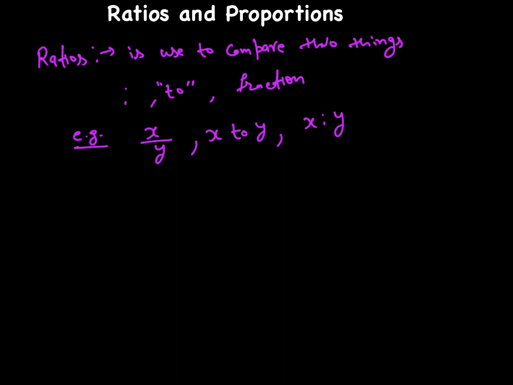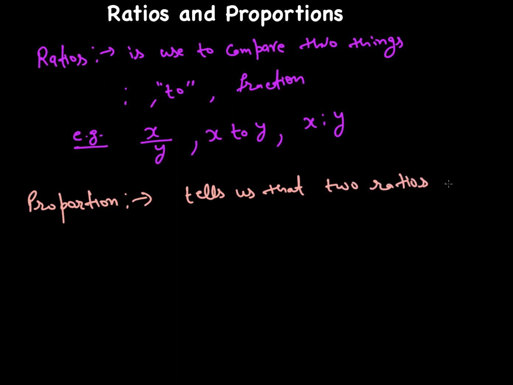And then if we look into another term, which is proportion. Proportion basically tells us that two ratios are equal. So basically a proportion is an equation in which we put two ratios equal to each other.